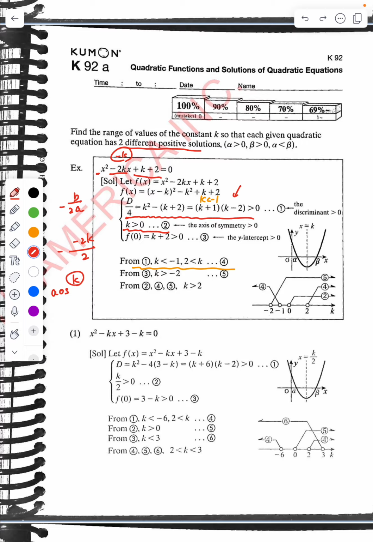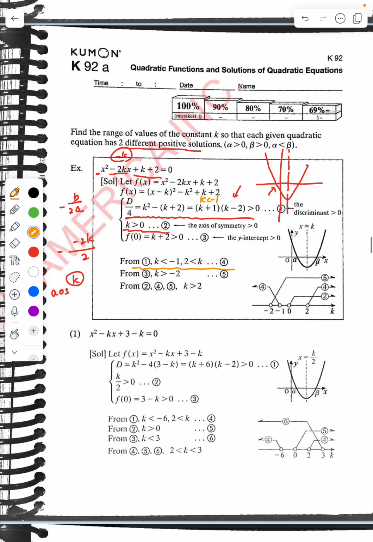Why? Because that's the only way I have 2 different solutions. Next one is positive. How do I determine the positive? Oh, I know my axis of symmetry is going to be positive, right? Because that's the only way for me to even have the possibility of a positive 1. But you might ask, Tony, even though I have a positive axis of symmetry, I could be getting a negative. But did you see that?